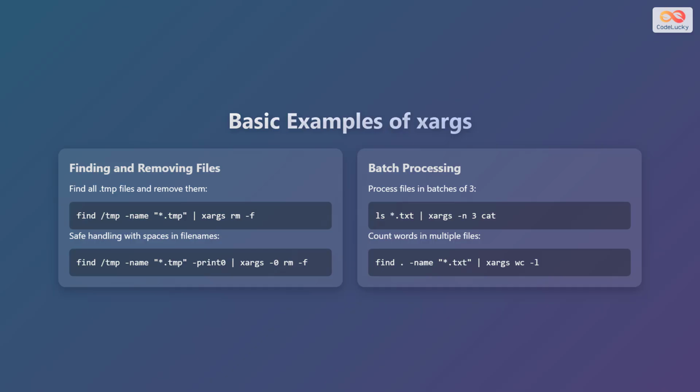Next, let's look at batch processing. To process text files in batches of 3, you can use ls *.txt | xargs -n3 cat. Finally, to count the number of lines in multiple text files, you can use find . -name "*.txt" | xargs wc -l.